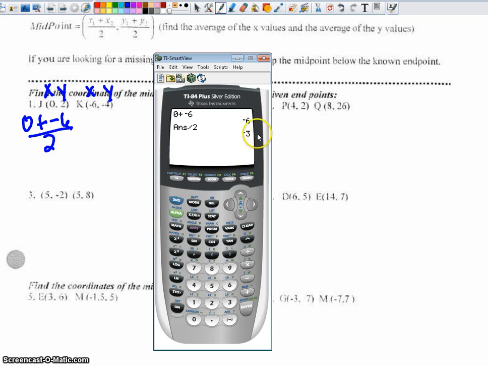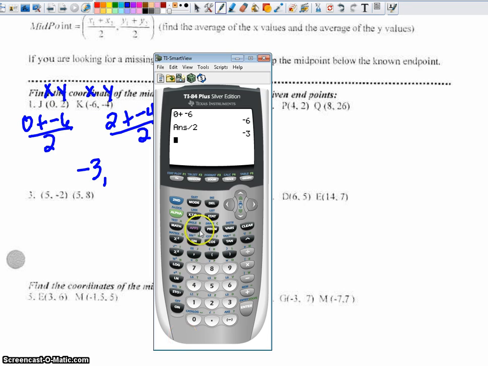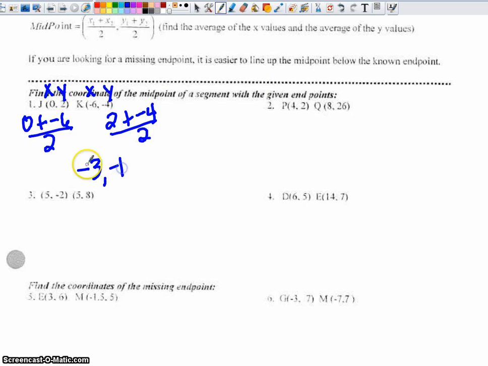So my x value of the midpoint is negative 3. Same thing for the y's. You're going to say 2 plus negative 4 all over 2. So you take your calculator and 2 plus negative 4, enter, then divide by 2, and you get negative 1. So negative 3, negative 1 is your midpoint.